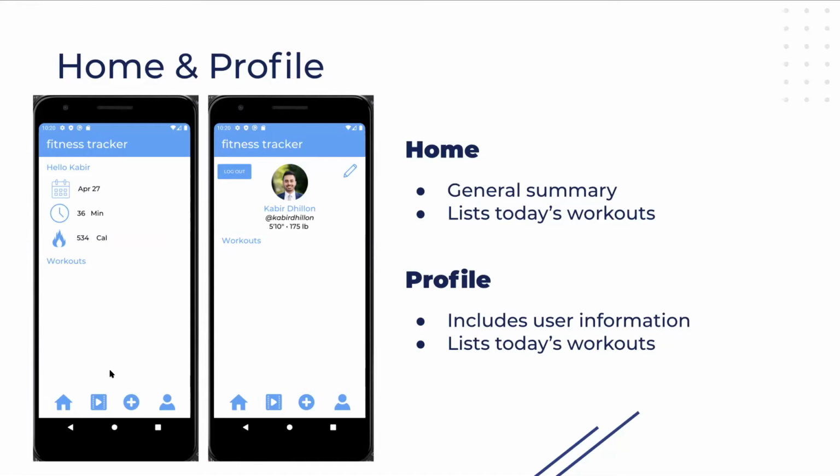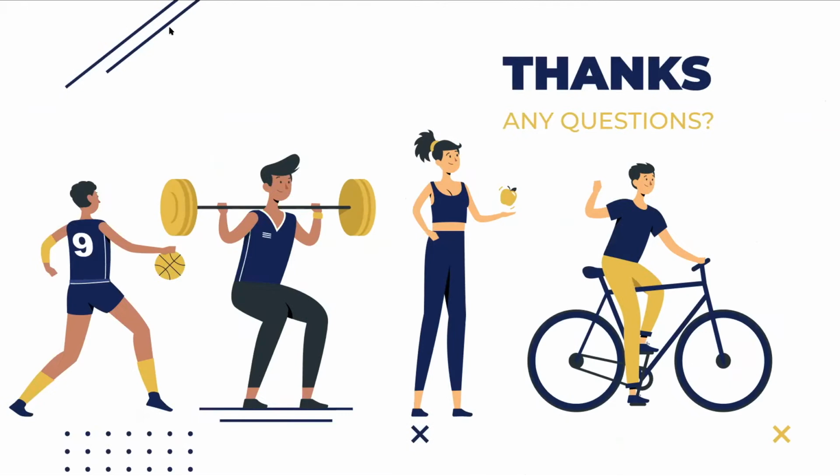And then if you go to the profile page, it has your photo that you've uploaded, your name, your username, and then your height as well as your weight. And then there's also the option to log out. And then if I had any workouts logged in yet, those would also appear down there as well. And yeah, that's our amazing fitness app.